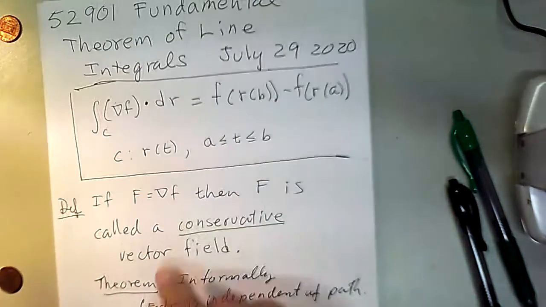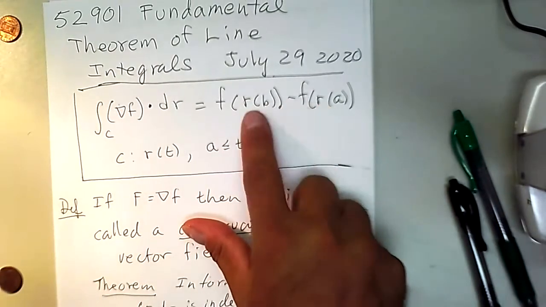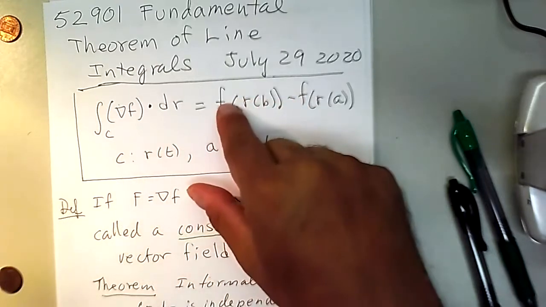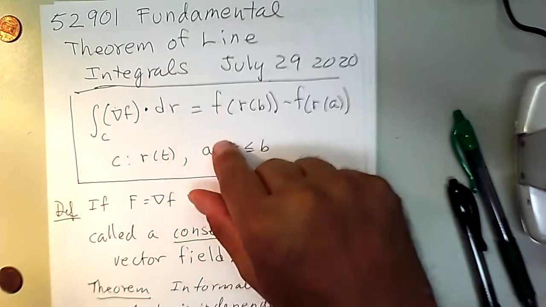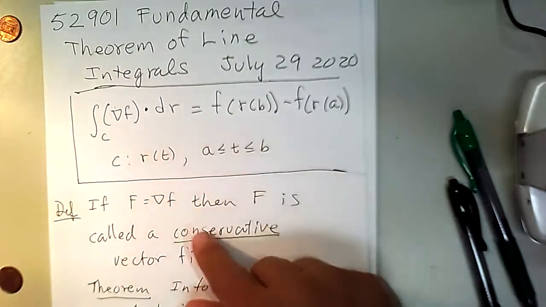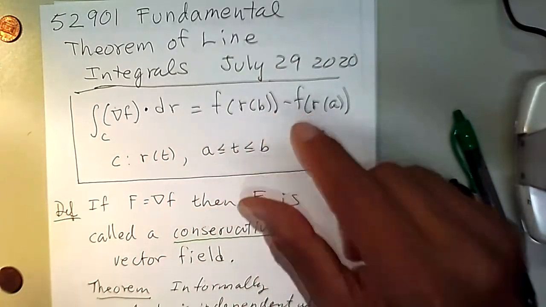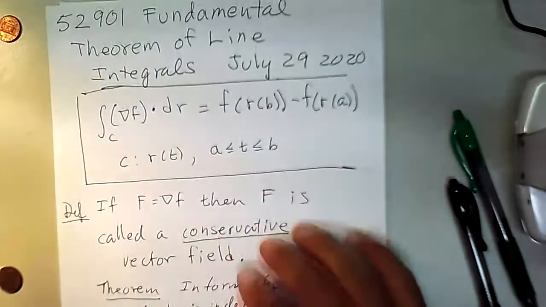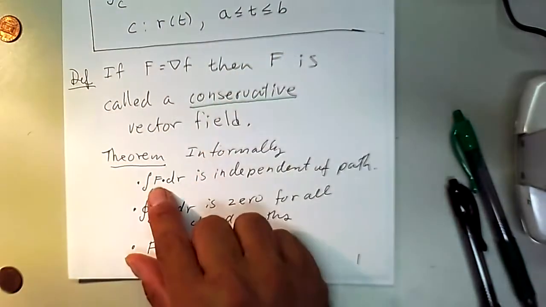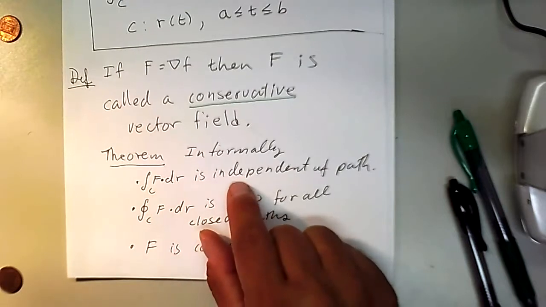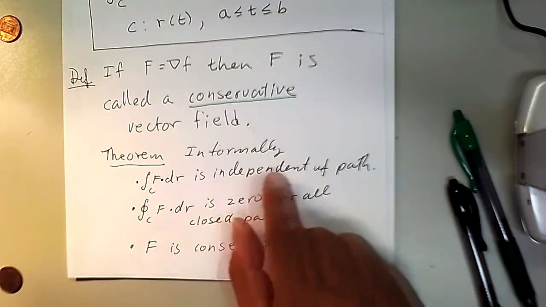So thanks to this, all we need to know is the endpoints. We don't even care necessarily about the path we are going to be taking. Whichever path we go, whether you go crazy with loops and going around and coming back, all you have to do is know what the endpoints are, plug in, and you're set. Whenever that happens in general with a vector field, that situation where it doesn't matter which path you take, you're still going to end up with the same answer, is what we call independence of path.